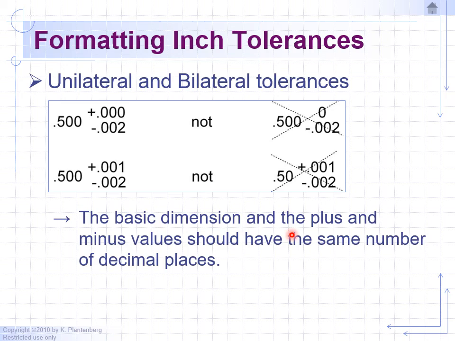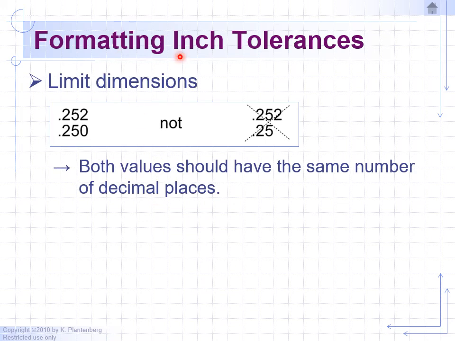The basic dimension and the plus and minus values should have the same number of decimal places. Same for limits. You have your max and minimum limit. They should also have the same number of decimal places. Here's the incorrect way. This has 3 and this one only has 2. They have to match as shown on the left.